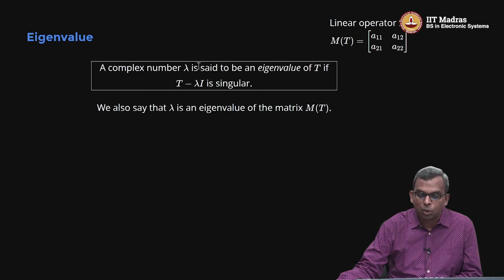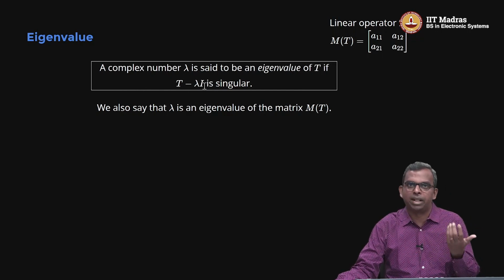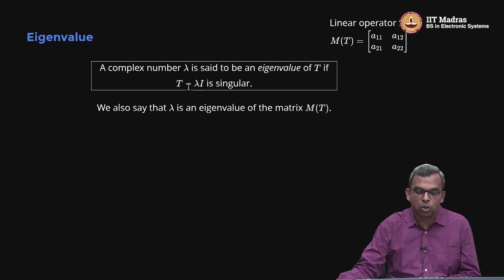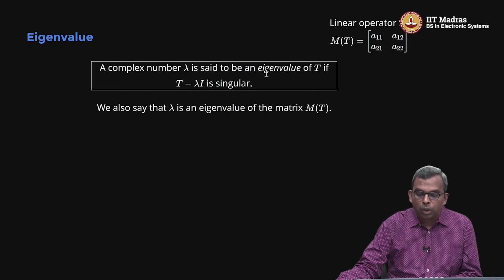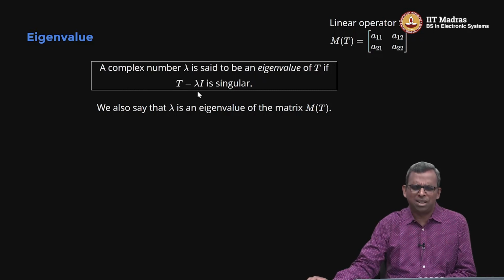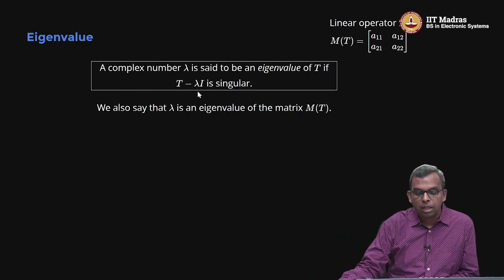So what does that mean? T itself is an operator, so T minus lambda I is also an operator. We saw the algebra of operators, so when you do T minus lambda I, it's another operator. Now, T may be singular or may not be singular, I don't care about that itself. But I want to see if there is a lambda such that T minus lambda I will be singular. What does that mean? We'll see soon enough. But this is the definition of an eigenvalue of a linear operator.